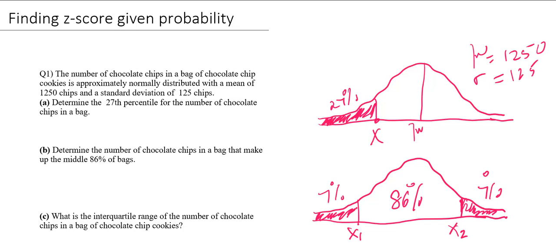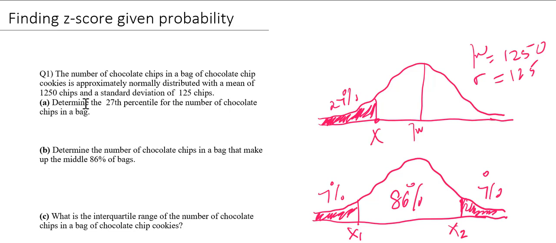In this video, you're going to learn how to find the z-scores or the x values given a probability. I'm going to do this example, and I get lots of emails from students asking me for assistance with this particular exercise. The number of chocolate chips in a bag of chocolate chip cookies is approximately normally distributed with a mean of 1,250 chips. So the mean is 1,250 and the standard deviation is 125 chips. Determine the 27th percentile for the number of chocolate chips in a bag.